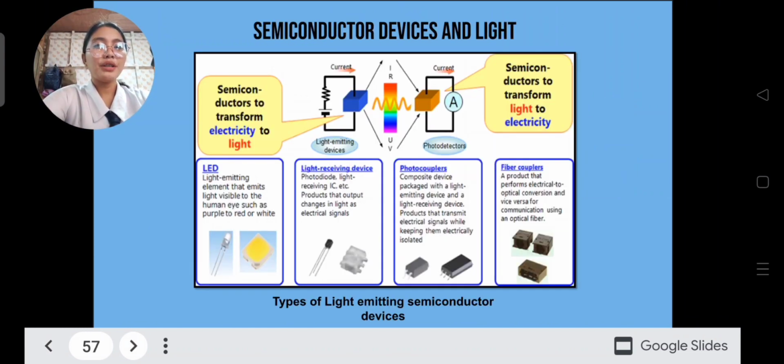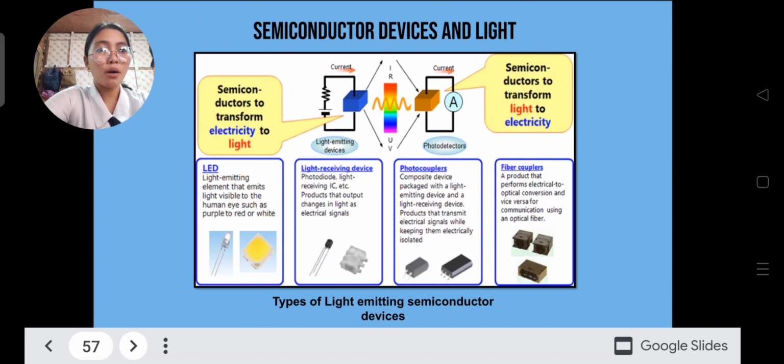So we have here the figure showing semiconductor devices and light. The LED is a light emitting element that emits light visible to the human eye, such as purple to red or white. The light receiving devices are the photodiode, light receiving IC, etc., products that output changes in light as electrical signals.